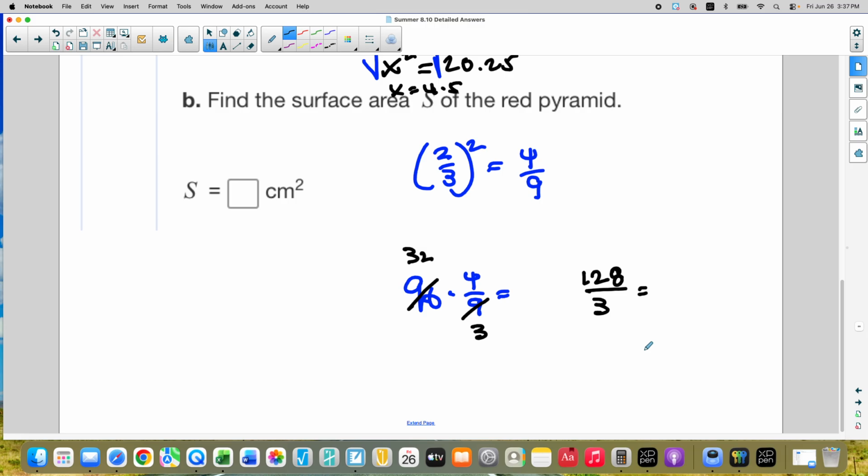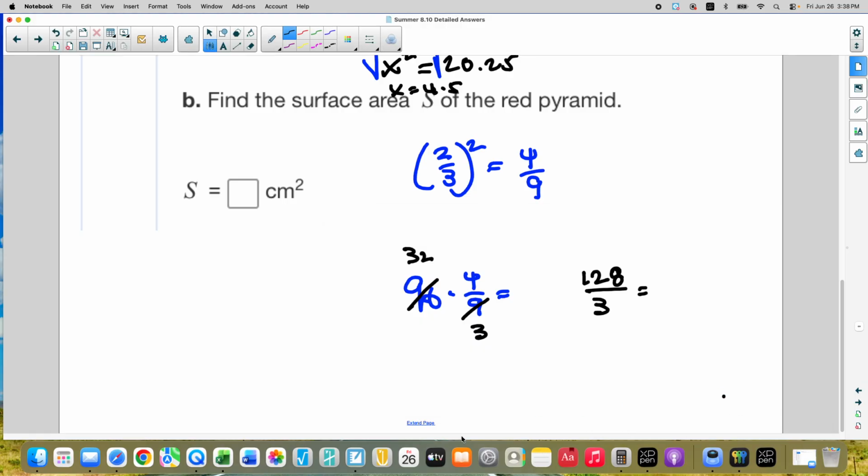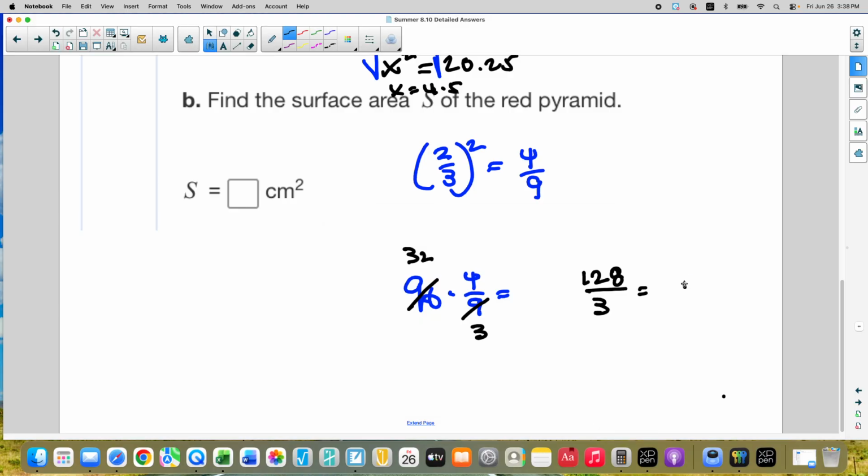And 128 over 3 is going to give us 42.6 repeating. I forgot what my number. 128 divided by 3, 42.6 repeating centimeters squared.